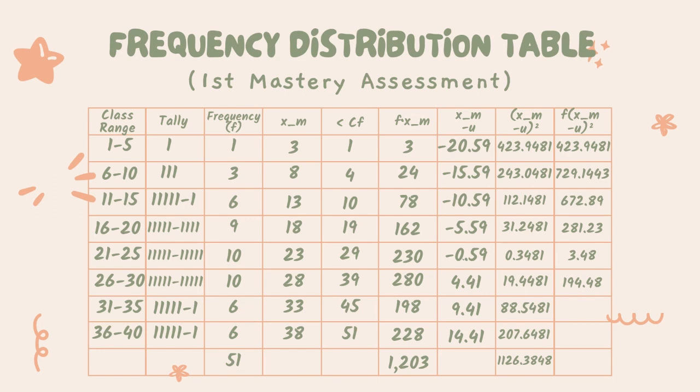88.5481 multiplied by 6 is equal to 531.2900. And lastly, 207.6481 multiplied by 6 is equal to 1,245.8900. And by summing all our gathered frequency multiplied by the squared difference of x sub m minus mean, we will get the sum of 4,082.13500.